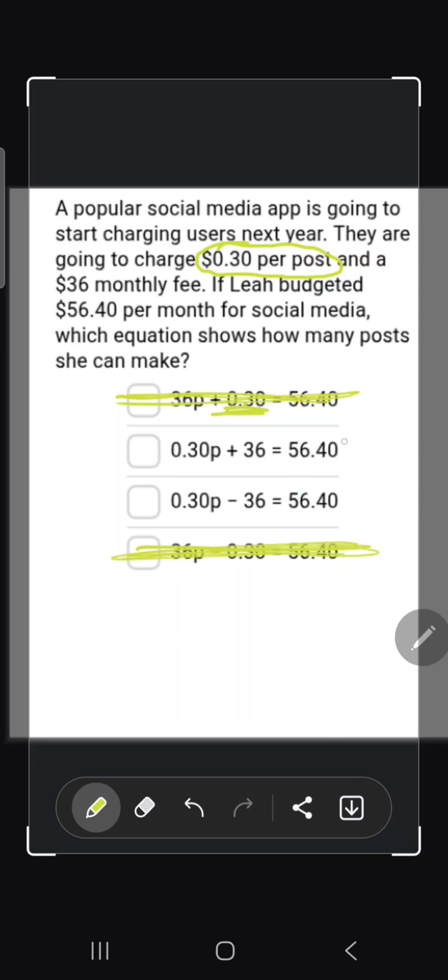The total is the same. So if she budgeted $56.40, those both have that for total. But we're looking at they're charging 30 cents per post and a monthly fee of 36, so it has to be addition. So it'd be this choice with the addition.